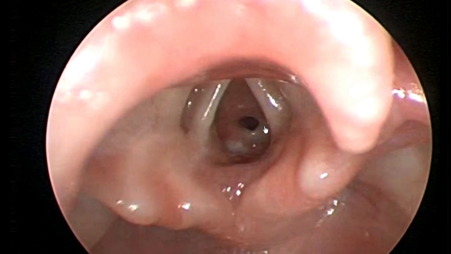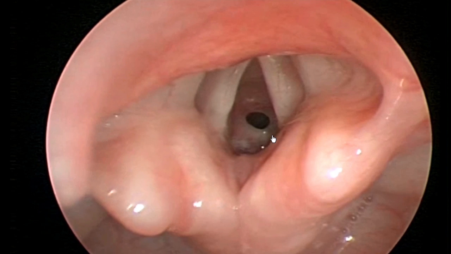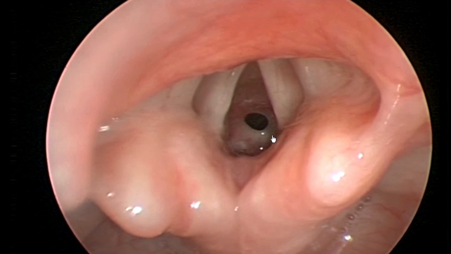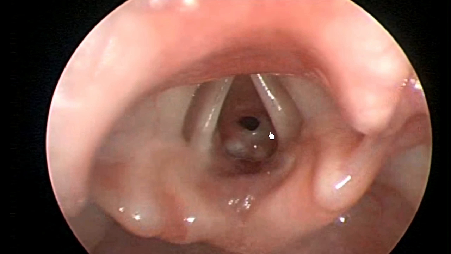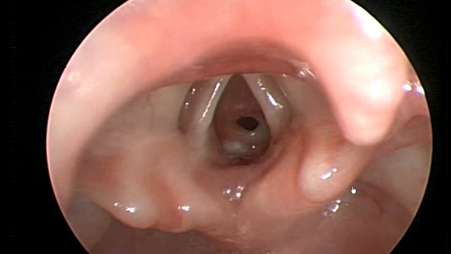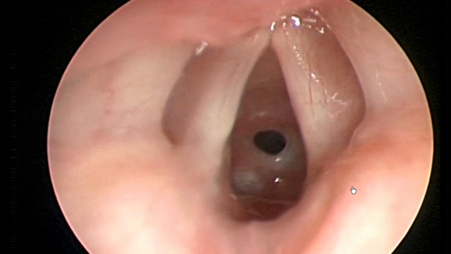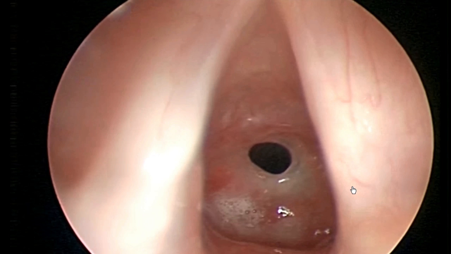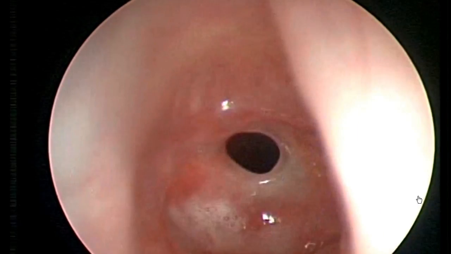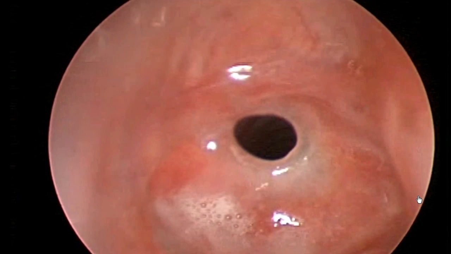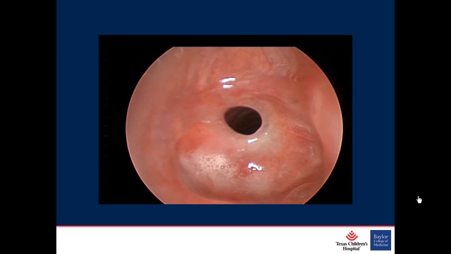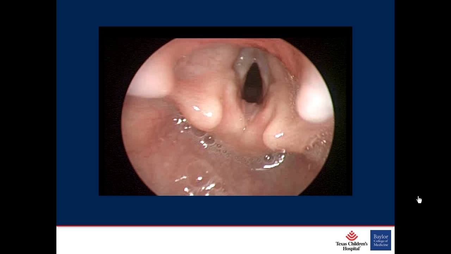Like I said before, the cricoid cartilage is the most narrow portion of the pediatric airway, and this is where trauma occurred and narrowed this child's airway. This is a magnified view, and this opening here is only about 3 millimeters wide. And we had to use a balloon to dilate her airway.